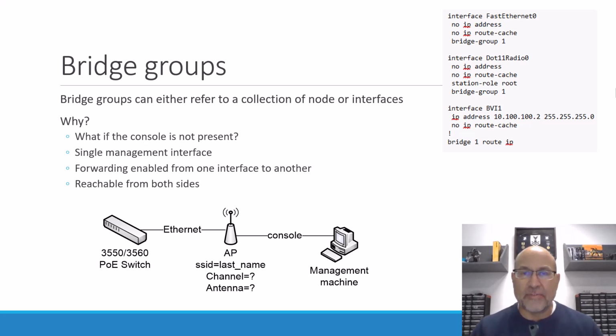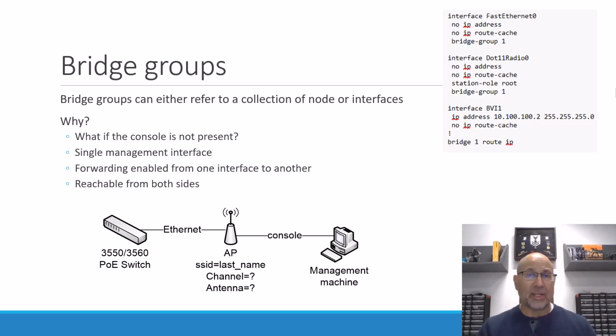So the config that I have, again, above me here, is an example of an access point build that has a bridge group in it. If you'll notice, the Ethernet and the radio interface are both part of bridge group 1. Now the significant details here are that those two interfaces don't have an IP address, but the bridge virtual interface does. So it's very common for an access point to have a management IP address, but no other IP address.